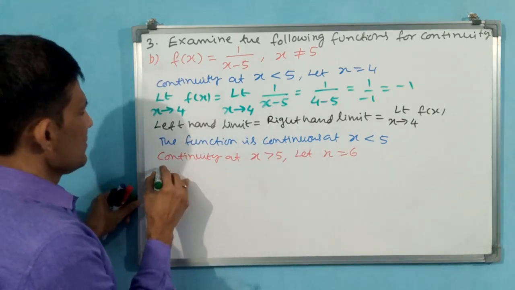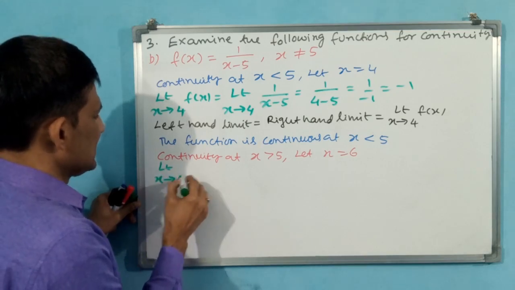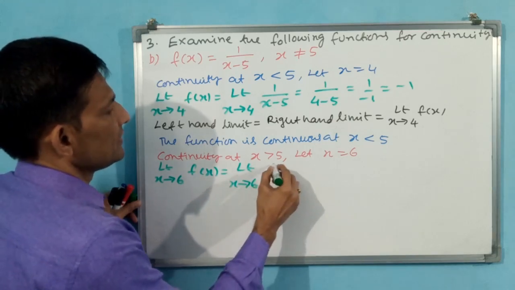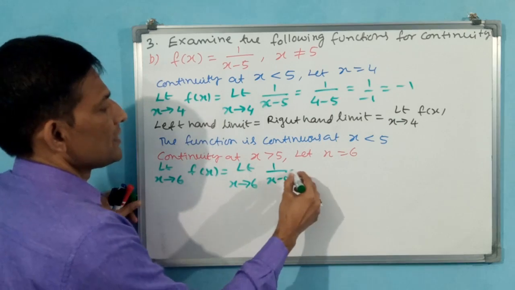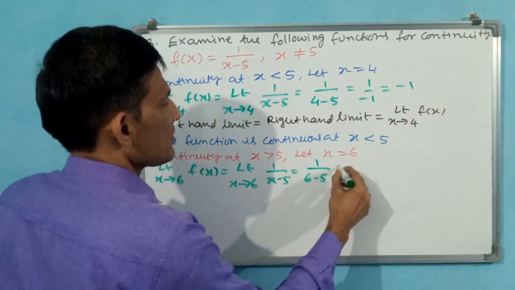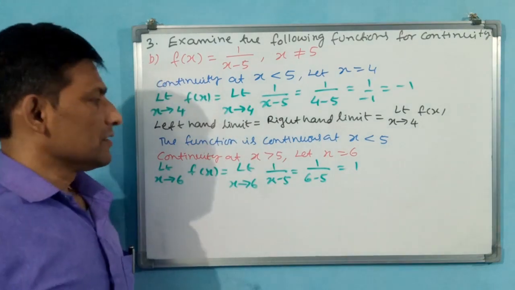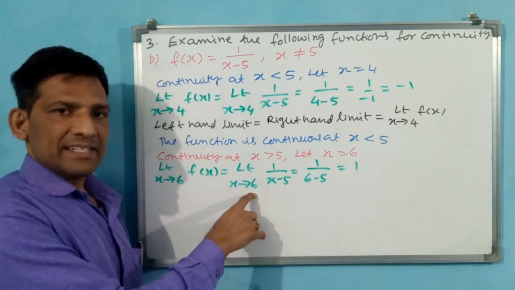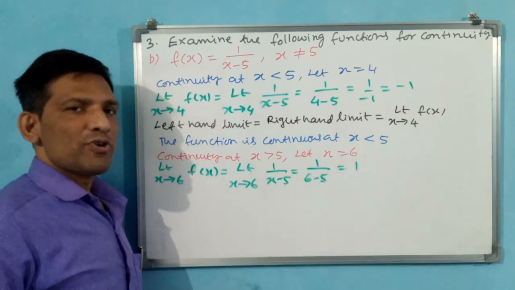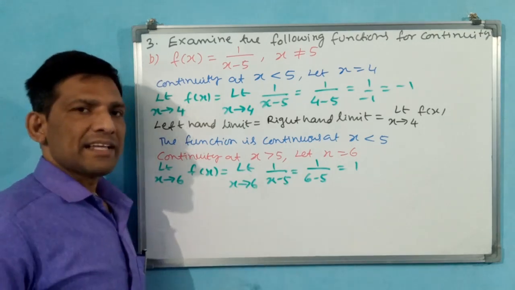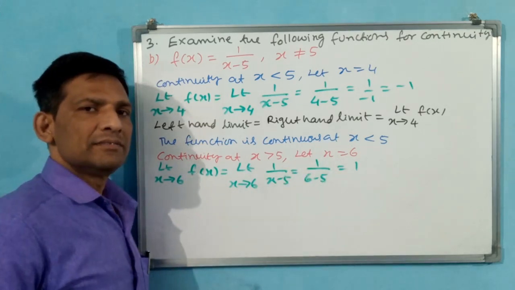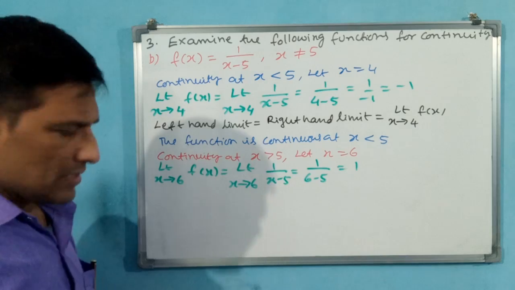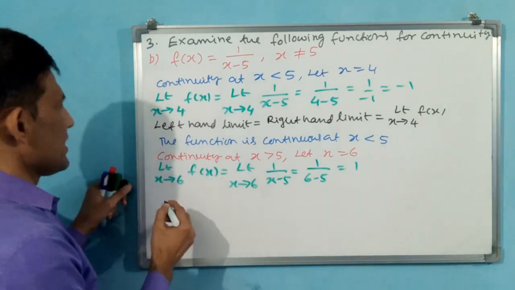Limit x tends to 6, f of x is equal to limit x tends to 6, 1 by x minus 5, that is equal to 1 by 6 minus 5, that is equal to 1. Is it correct? 6 minus 5 is 1, 1 by 1 is 1, that's all. Now you tell me, slightly less than 6 I will give. Is it going to change the value? No. Slightly greater than 6 I will give, the right hand limit. Is it going to change the value? No. Then we can write like this: left hand limit is equal to right hand limit. Okay, let me write. You see what I am writing.